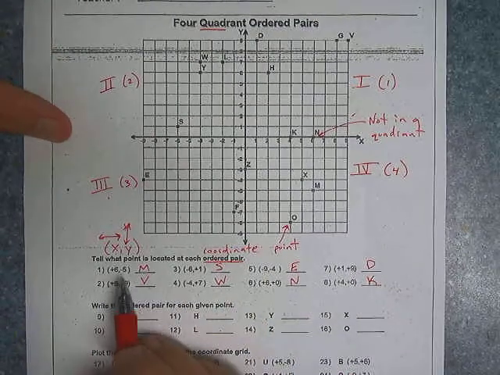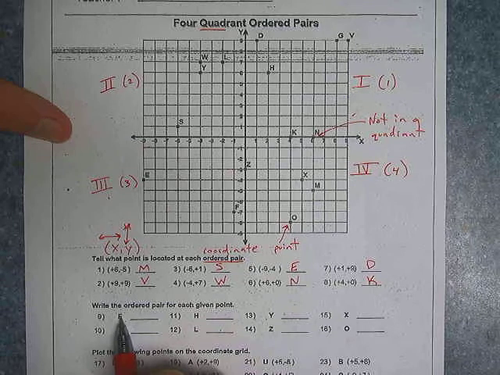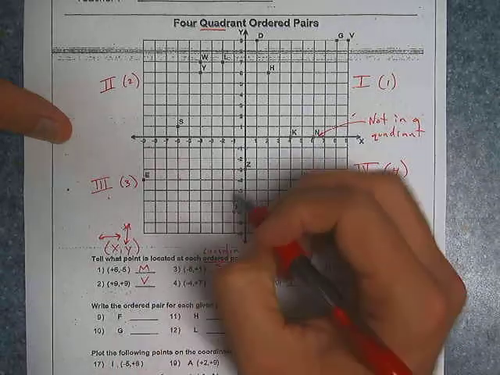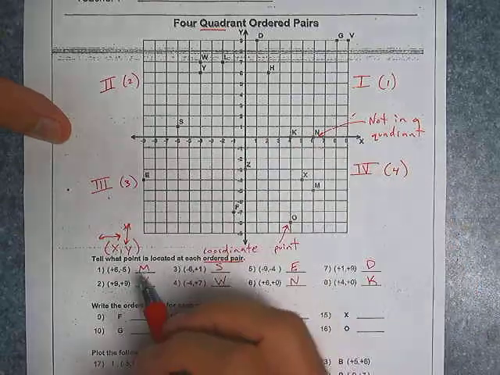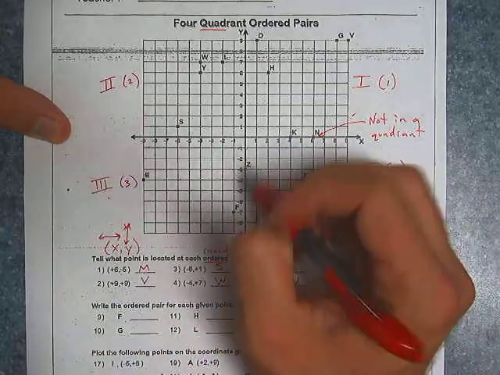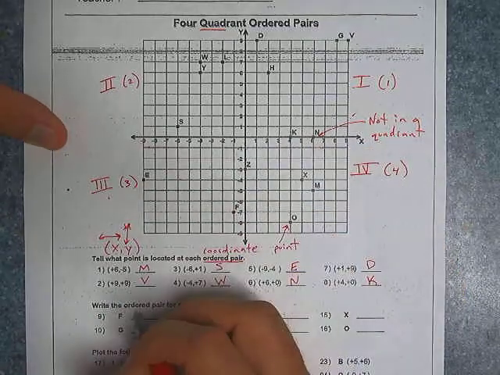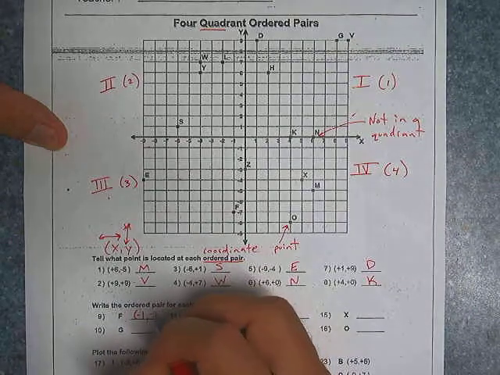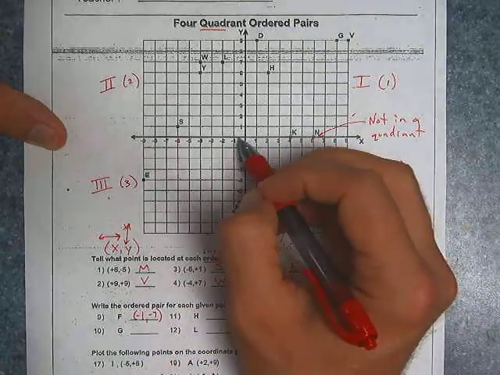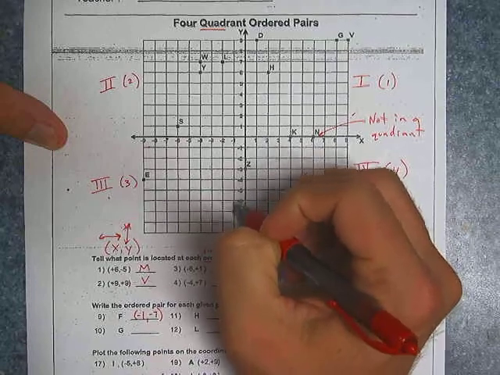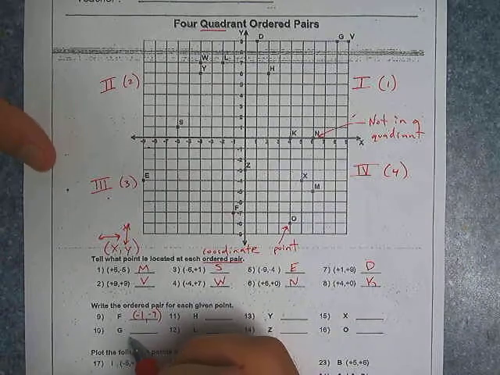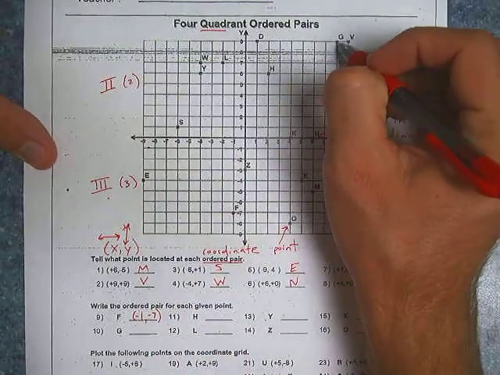So as we slide down here, we want to write the ordered pair for each given point. So we're going to find these letters on the graph and write the ordered pair. So letter F. There it is. Okay, so letter F's right here. So the first number is my x, my left to right. So to get to F, I'm going left 1, so that's negative 1. And I'm going down 7, so that's negative 7. So you can do it from 0, left 1, down 7, or just line it up. Where does this line up with the x? Negative 1. Where does this line up with the y?